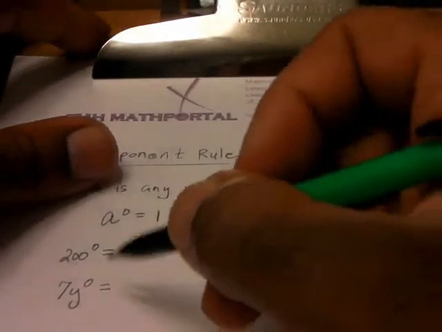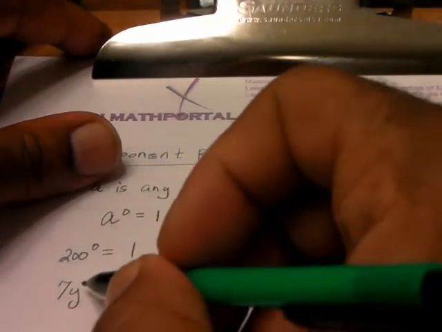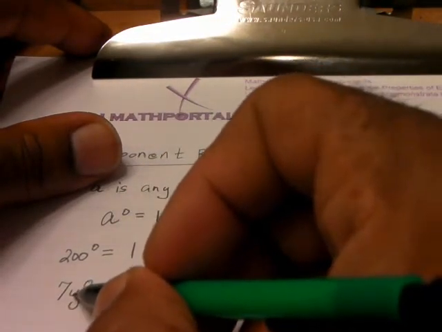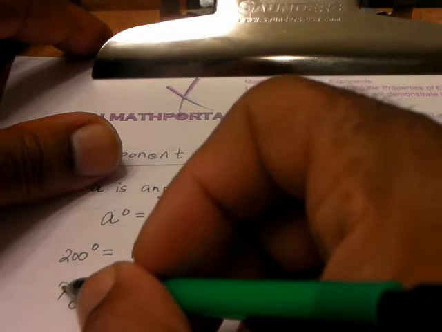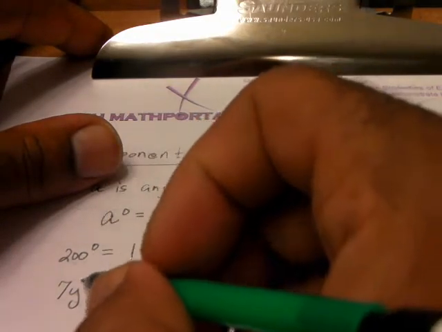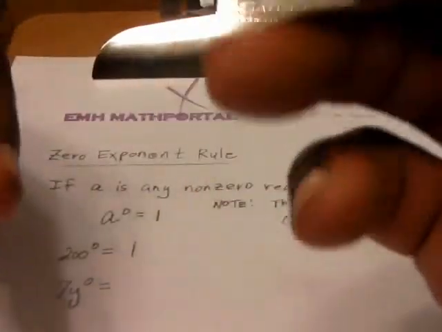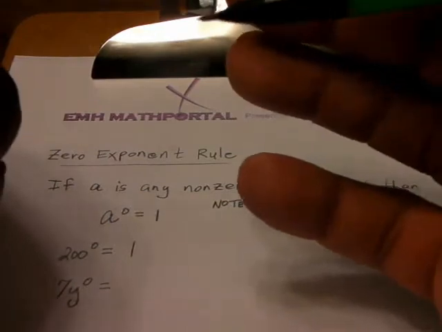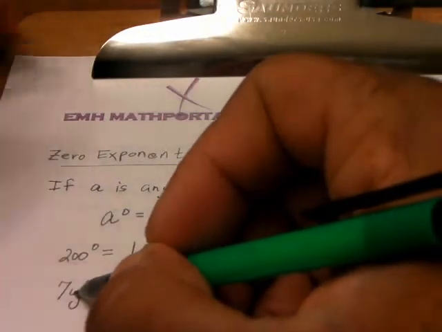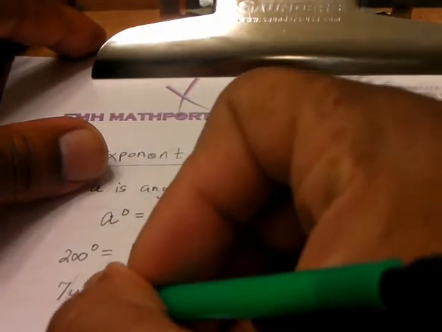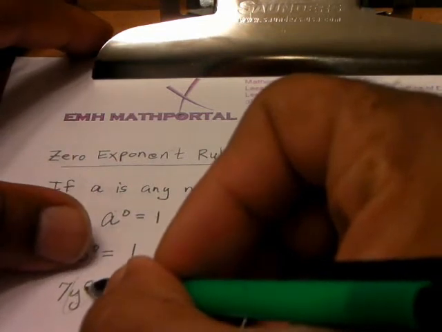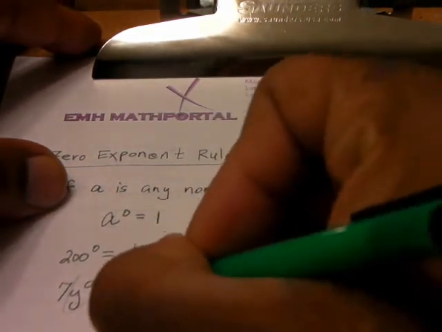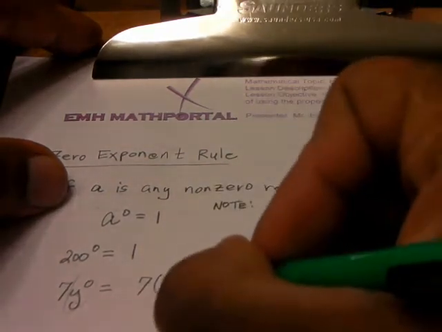So we only apply the exponent to whatever base it is attached to. In this case, it's the base of y, not 7. So the closest variable, or base, that the power is next to, that's the one we'll look at. So we're going to keep the 7, and then y raised to the power of 0 will give you 1. And that equals the value of 7.